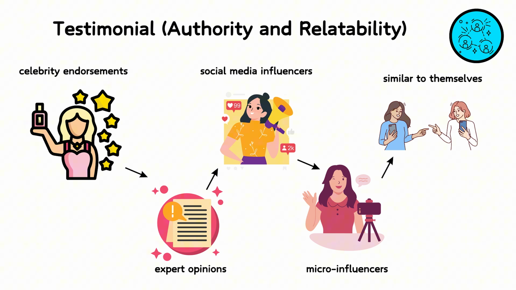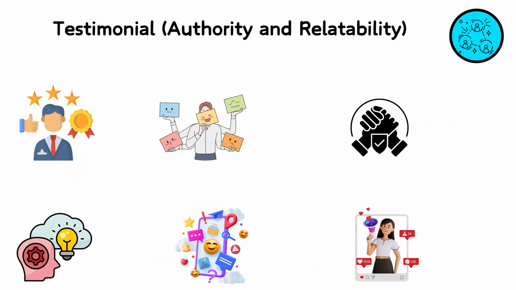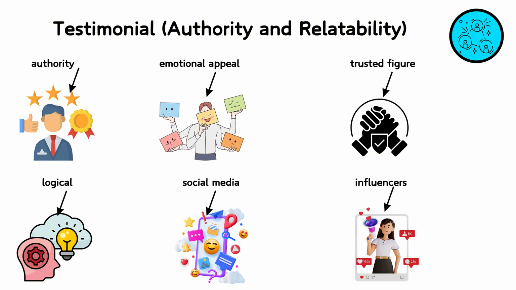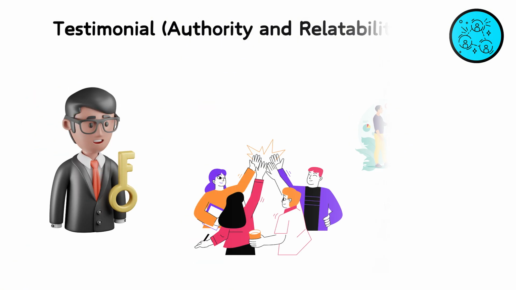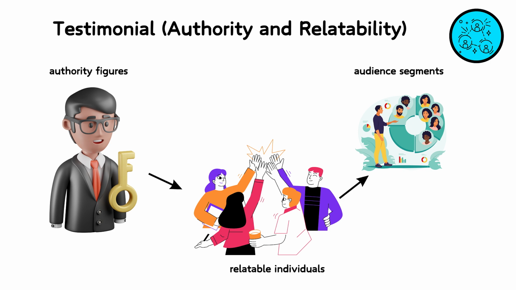The technique has evolved to include micro-influencers and peer testimonials, recognizing that people often trust recommendations from those they perceive as similar to themselves. What makes this technique particularly effective is its ability to combine authority with emotional appeal. When a trusted figure shares a personal story or endorsement, it creates both logical and emotional reasons for accepting the message. The rise of social media has made this technique more powerful by allowing for more personal, immediate connections between influencers and audiences. The most effective testimonials often feature a mix of authority figures (experts, celebrities) and relatable individuals (satisfied customers, peer reviews) to create a comprehensive appeal to different audience segments and psychological triggers.